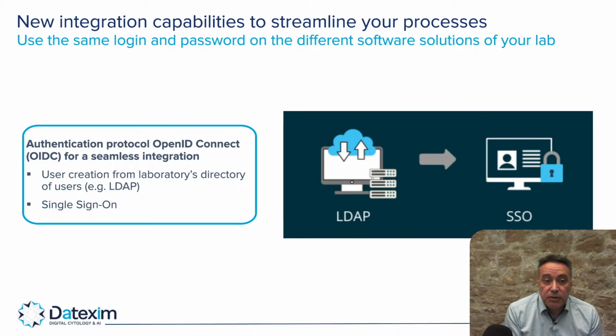And the last integration capability that I think is really important in this new version is what we call the OpenID Connect authentication protocol. It's a bit technical, but what it means is that you can use the same login and password on different software solutions that you have in your lab. For example, if you have a LIS and another system using Active Directory, for the IT people who know, then the users that you have in your Active Directory will be automatically added to CytoProcessor when they try to connect.